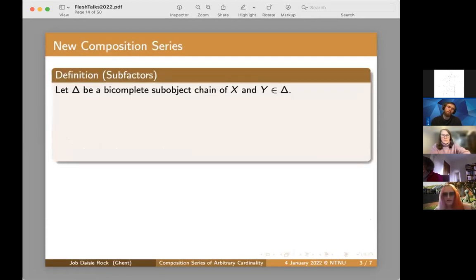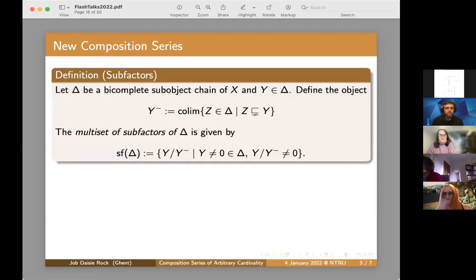So take some bi-complete sub-object chain, and we can define this object. We know this co-limit exists now. We can define this object y minus, and what you do is you take everything below y in your chain, and then you look for whatever the next thing is supposed to be. Sometimes that's y, and sometimes it's the predecessor of y, if y has a predecessor. And then now that you have this y minus, you can look at all the subfactors of your bi-complete chain. So it's all the y mod y minus, such that that's not 0. So all y's with a predecessor, and then you look at the quotient. I'll just point this out now. It's possible that this is empty in certain situations.